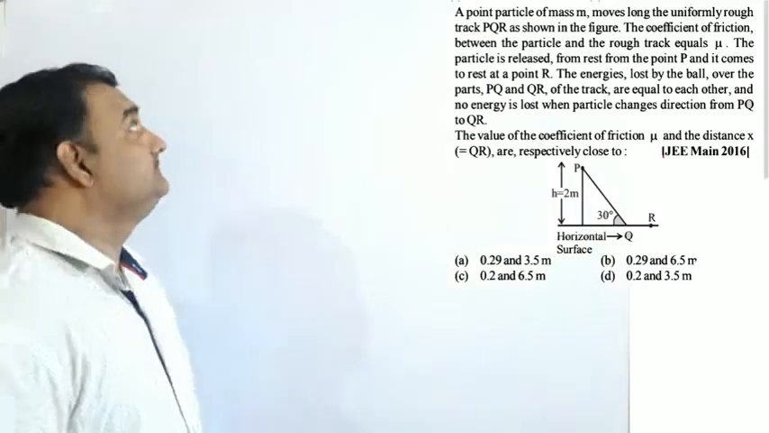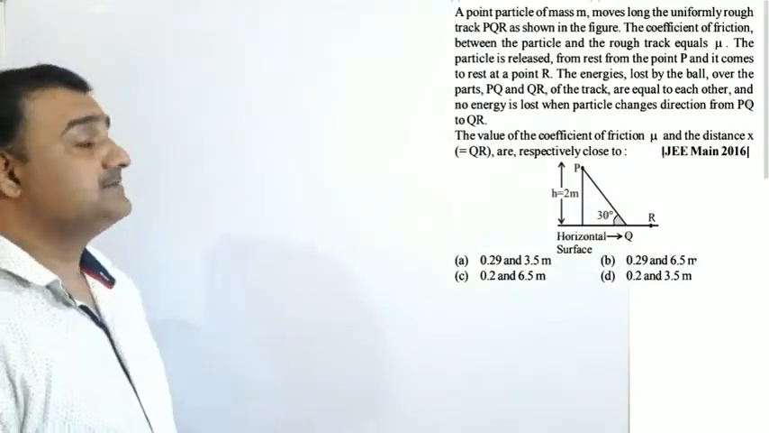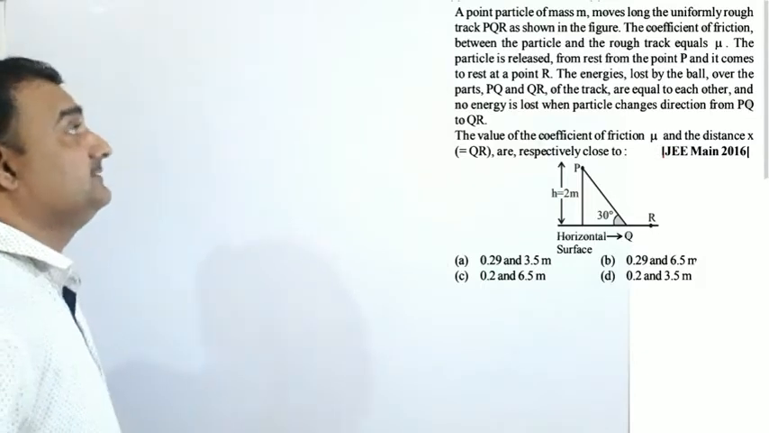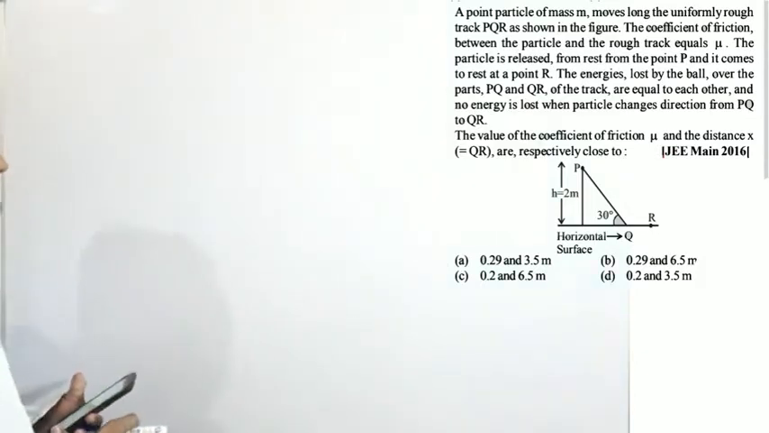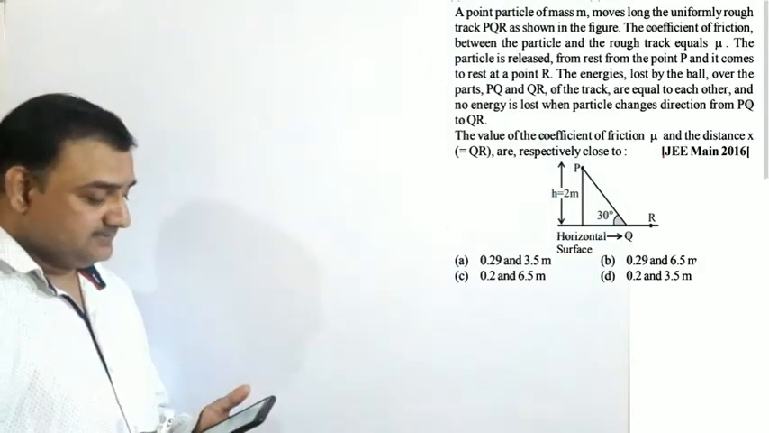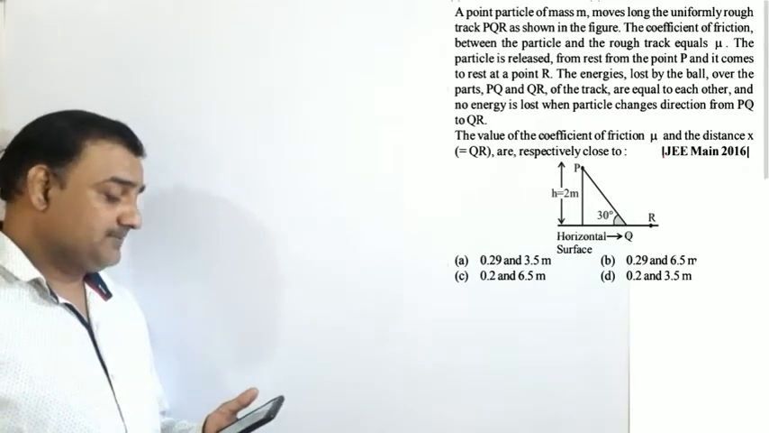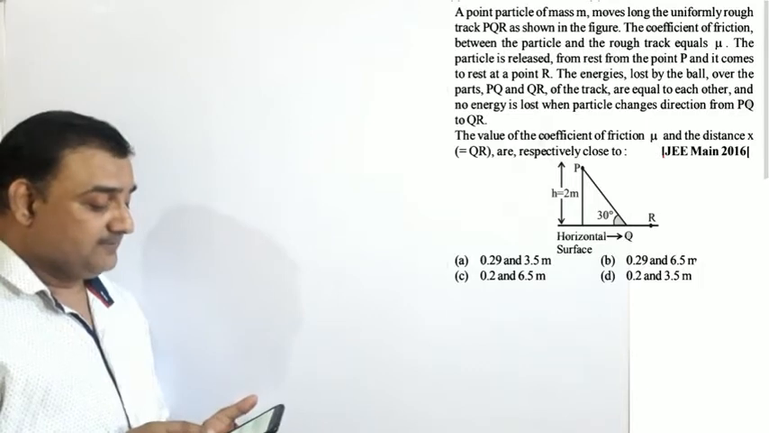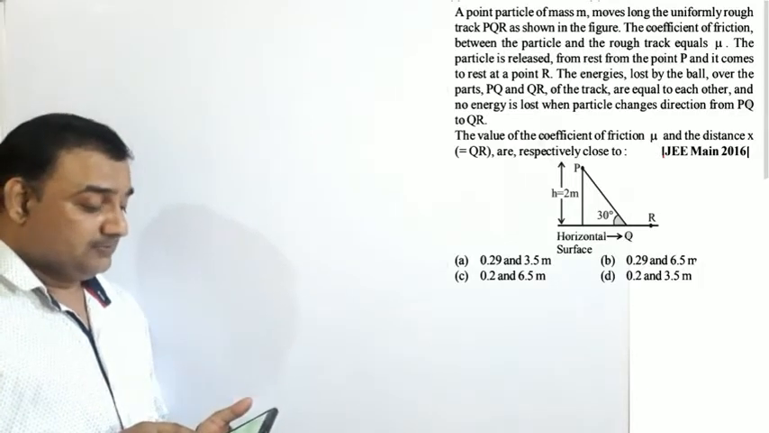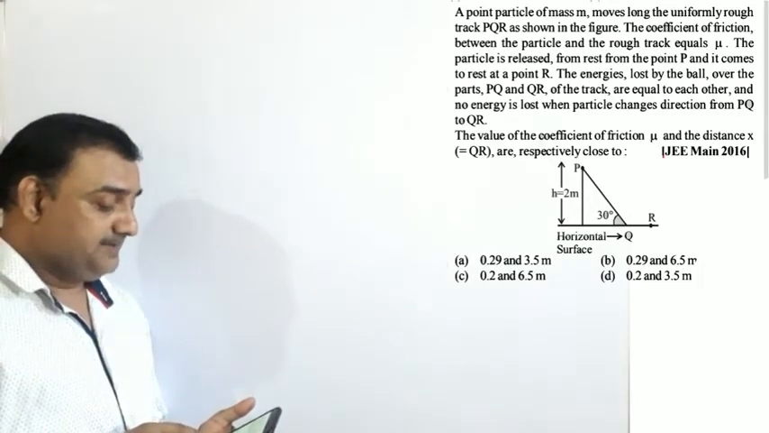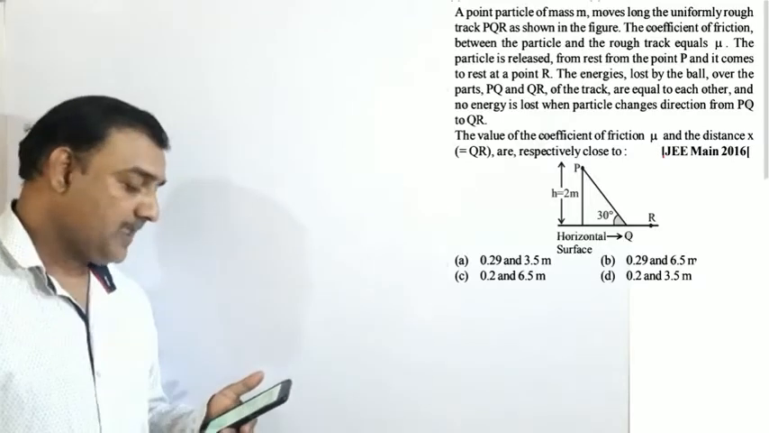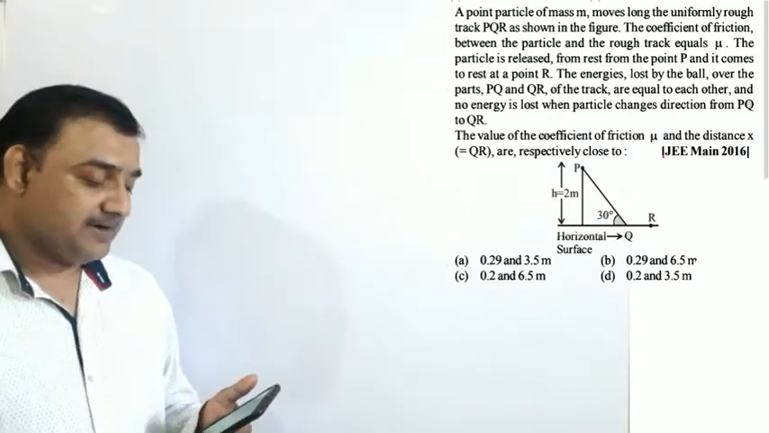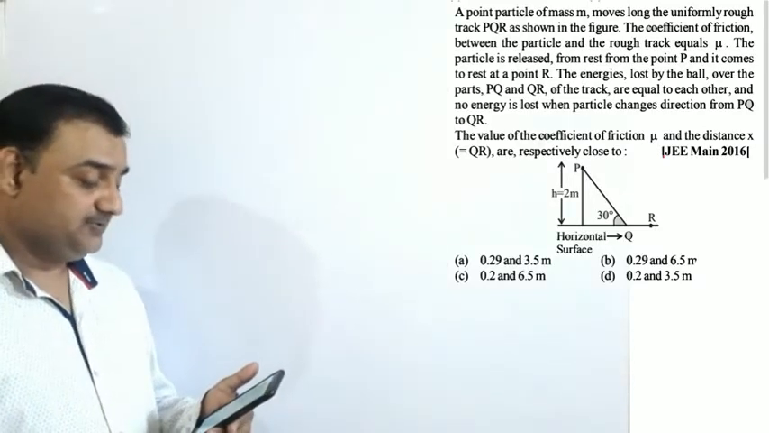Hello students, in this video we will discuss the problem of friction mechanics. So first of all I will read the problem. The problem says, you can see a point particle of mass m moves along the uniformly rough track PQR as shown in the figure. The coefficient of friction between the particle and the rough track equals mu.